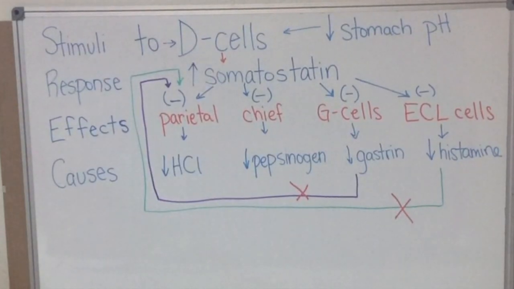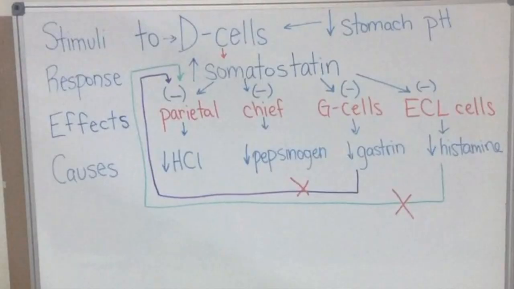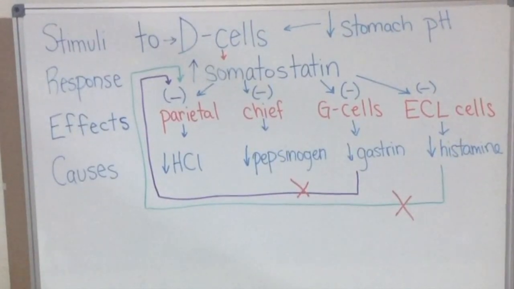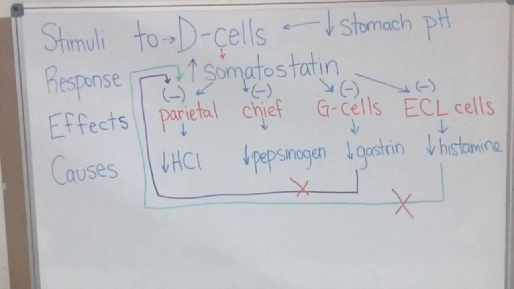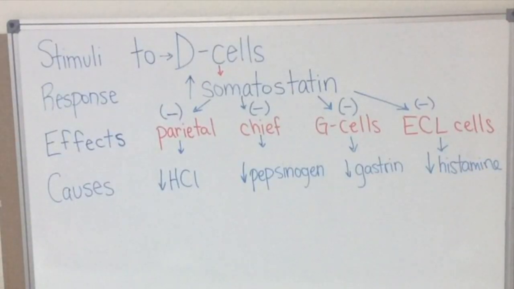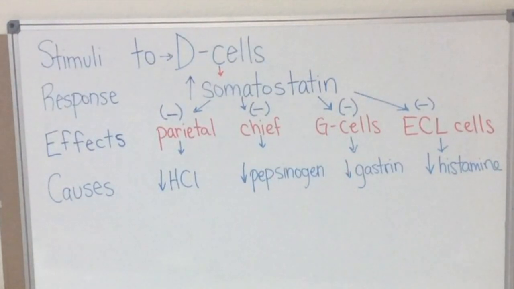D cells are stimulated by a decrease in stomach pH, which occurs as food introduced into the stomach is slowly moved into the small intestine. As gastric juices are able to accumulate, D cells are stimulated to increase the amount of somatostatin. D cells, which are found near the pylorus and in the duodenum, secrete the paracrine somatostatin.